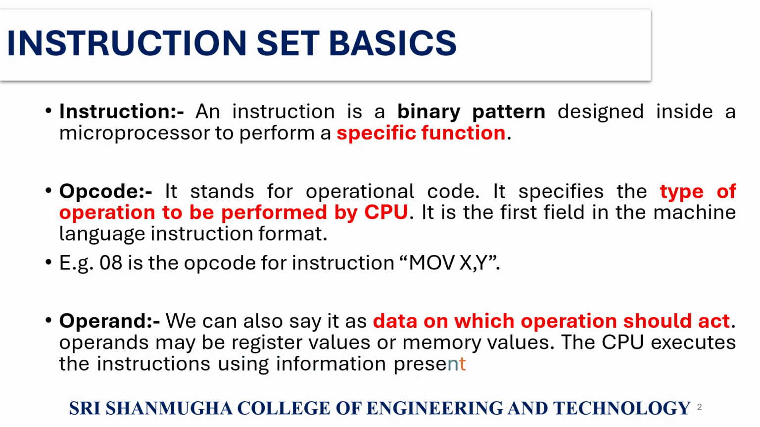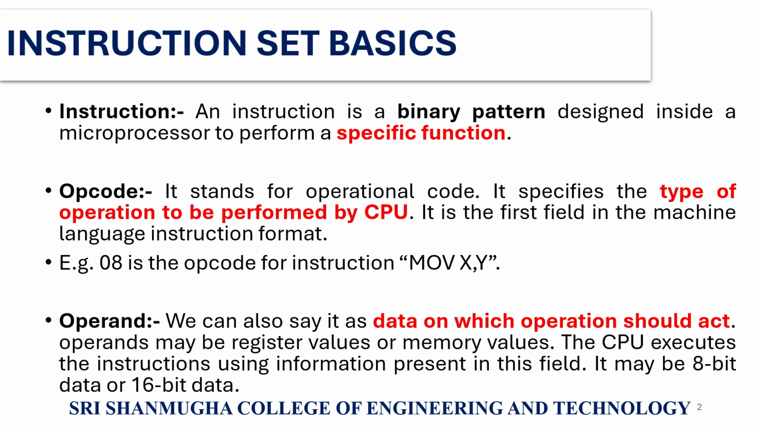In instructions, we have two different contents: one is opcode and the other is operand. Opcode is known as the operational code. It specifies the type of operation the processor has to perform. For example, if you write move x comma y, it will be converted to 08 in the case of 8086, and that is known as the opcode. Operand is nothing but that on which we perform the operation. That is, the data is known as the operand.